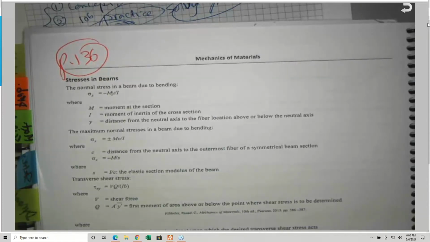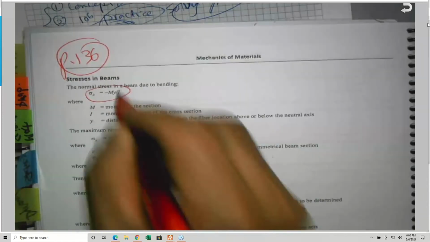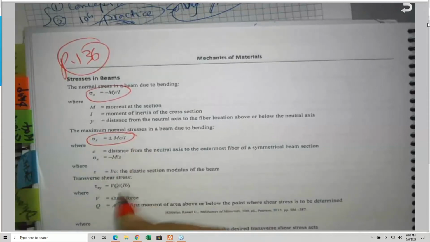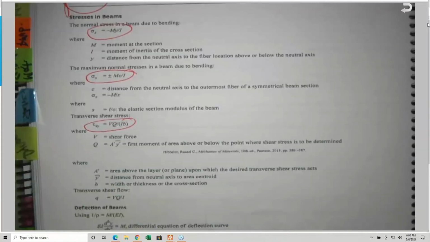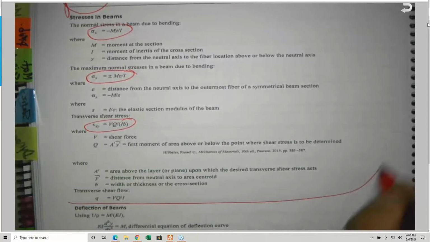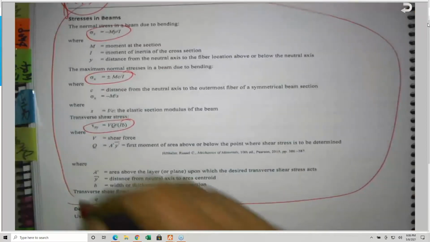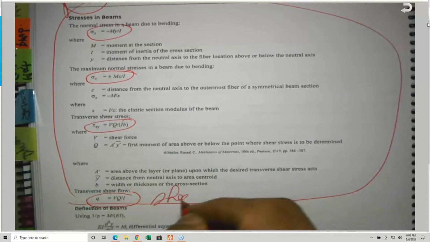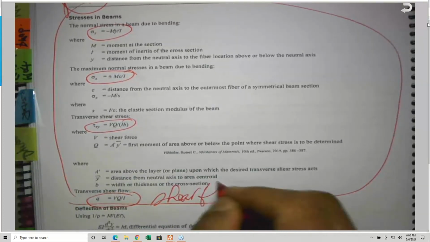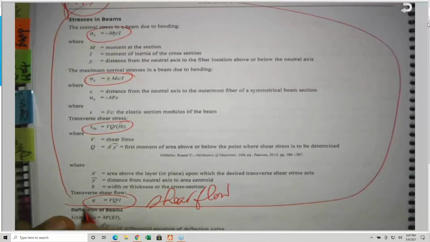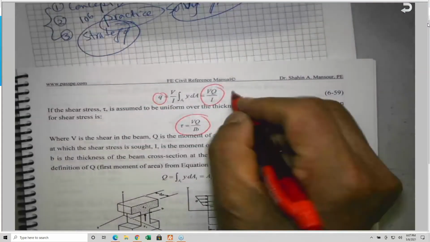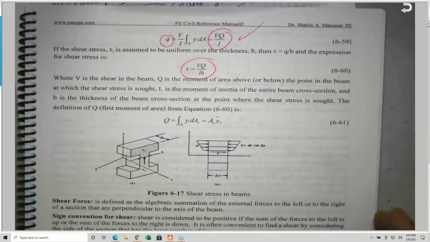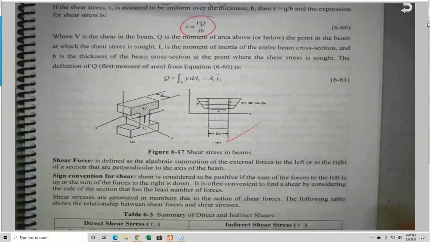So basically, sigma, and I showed you all these things. So this is a section that we talked about before, and this is the shear flow, the transverse shear flow, or just simply the shear flow, which is equal to lowercase q equals VQ over I, which is this one here. Okay, this is again explanation.